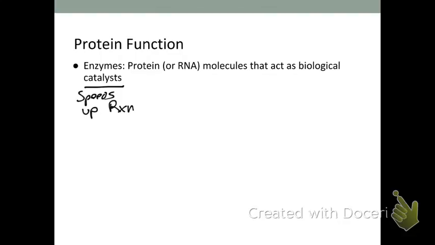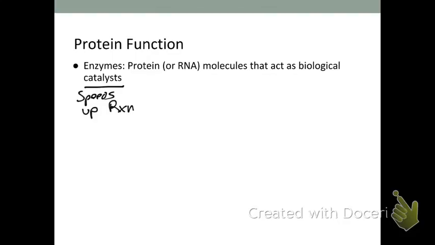They basically make chemical reactions happen faster. For example, in your stomach, you have enzymes that help digestion. If you didn't have those enzymes, it would take a long time for your food to break down. You don't have that kind of time. You need the energy within hours. So you have enzymes that speed up the reactions in your stomach so that food gets broken down faster. Okay?